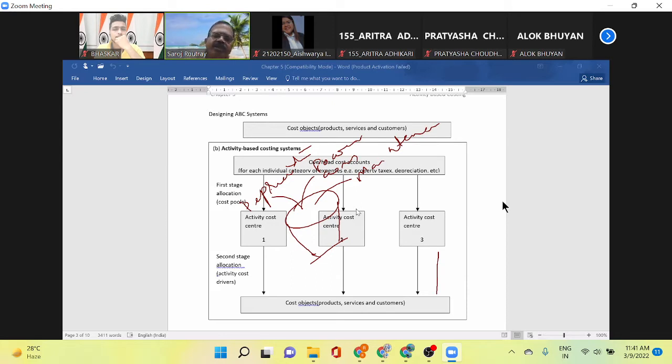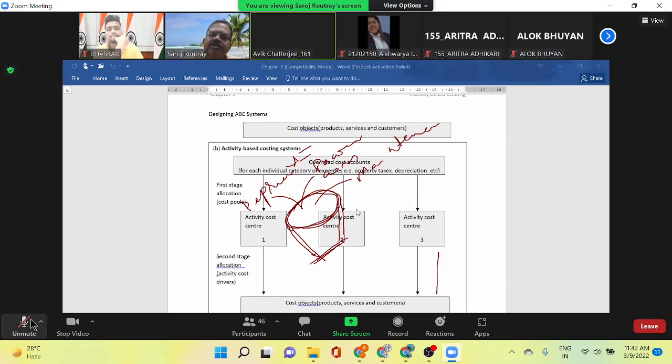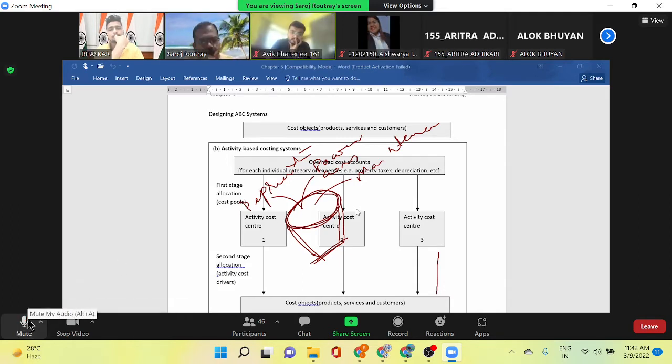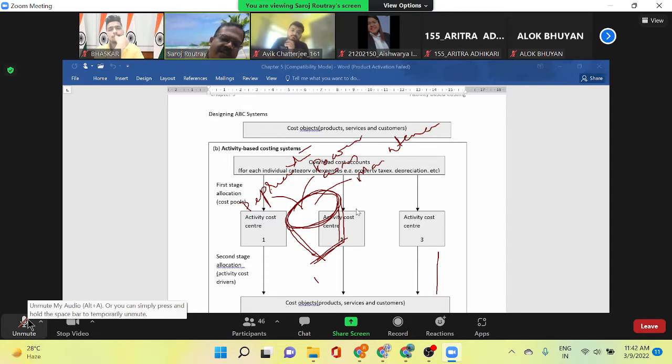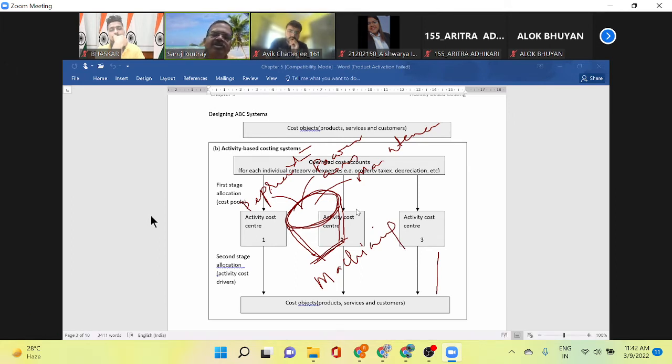Now, this bucket or this pool, I term it as one activity. What activity name can I give for this? Can anybody tell? Overhead activity. It is part of the overhead activity, but I name it as machining, because this is depreciation of machinery, this is power consumption of machinery, this is maintenance of machinery. So I name this activity as machining.